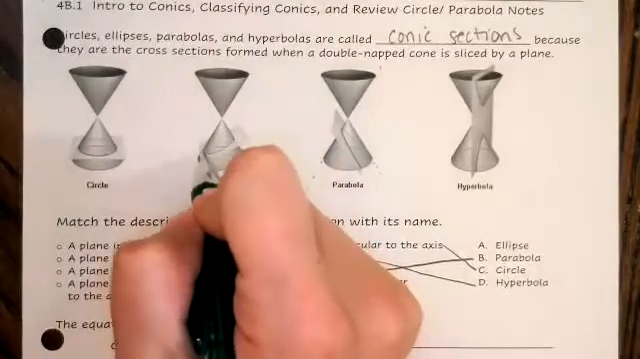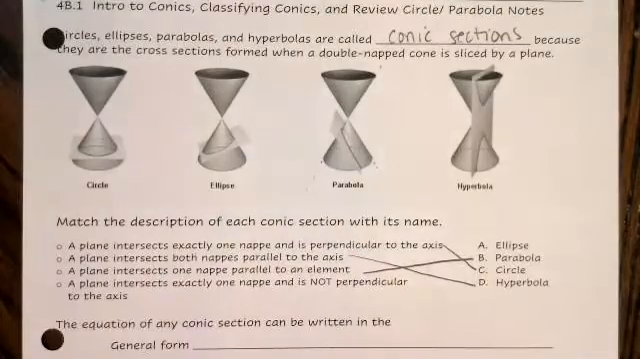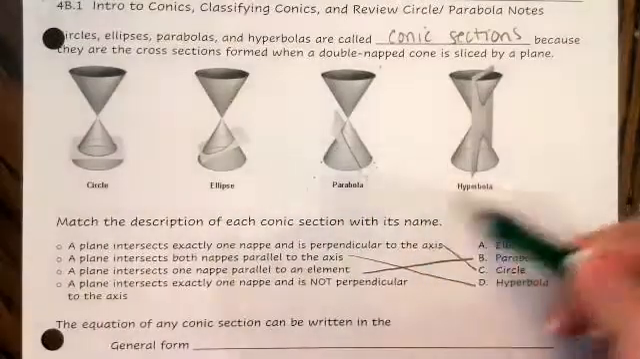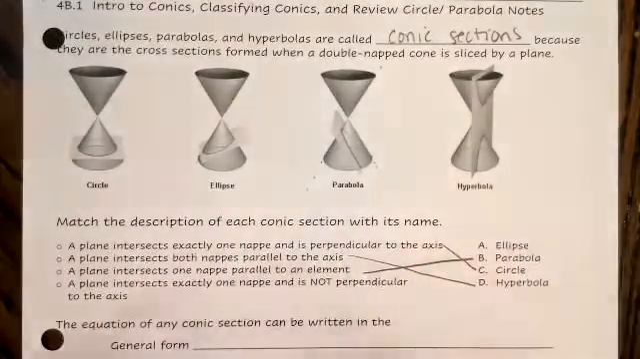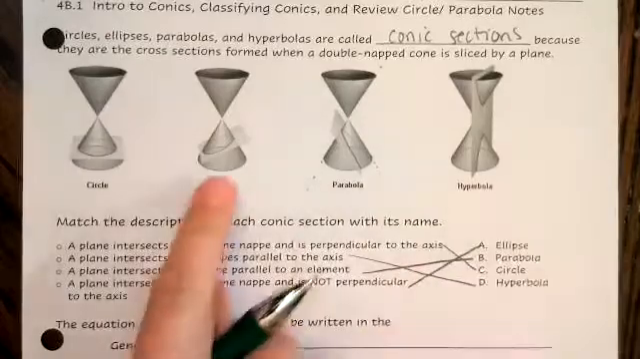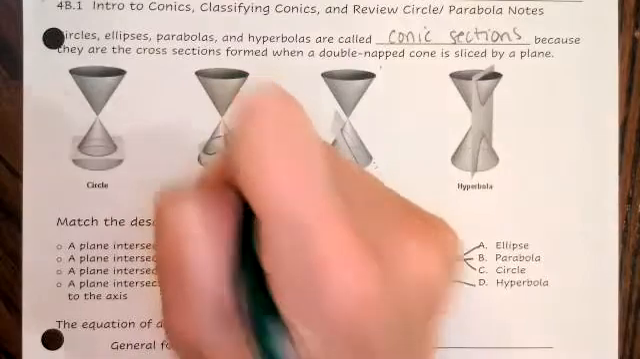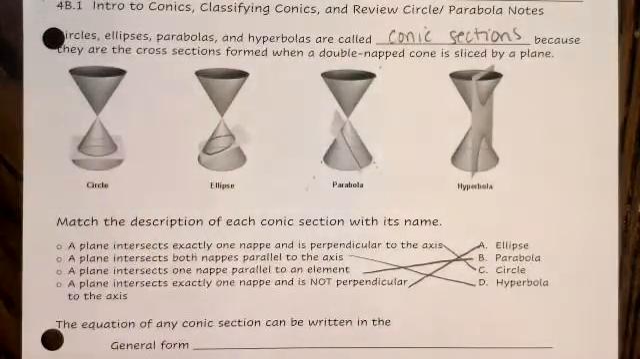Since this goes from one side of the cone to the other, the ellipse and the circle both are closed in, where the other two will go on forever. And then a plane intersects exactly one nap and is not perpendicular to the axis. That is our ellipse, the one that we do diagonally. It does close up though. There's that ellipse right there. It kind of looks like an oval.